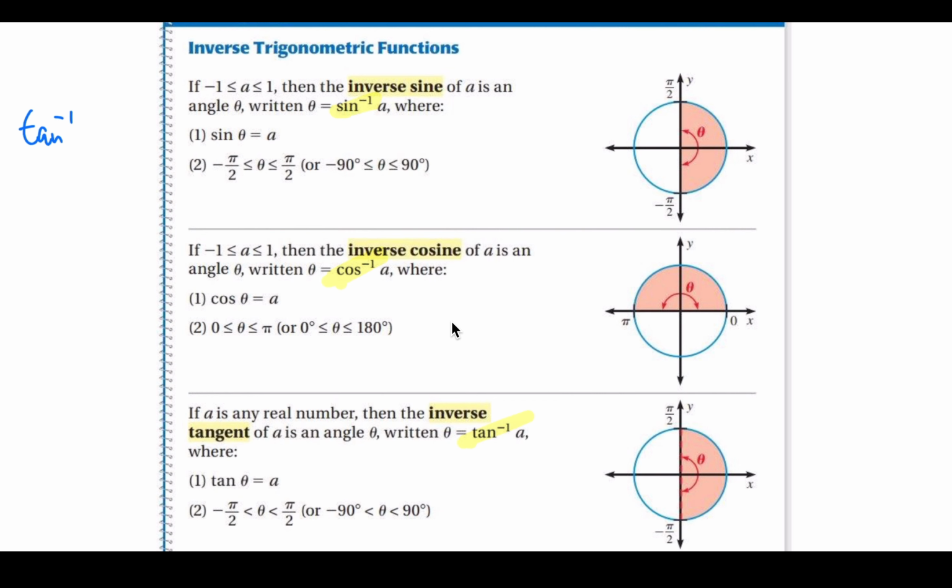this. This does not mean 1 over tangent. Okay? That is not what we're doing here. If I wanted to say 1 over tangent, I would say cotangent. Okay? That's what I would say. All right? That's not what we're doing here.